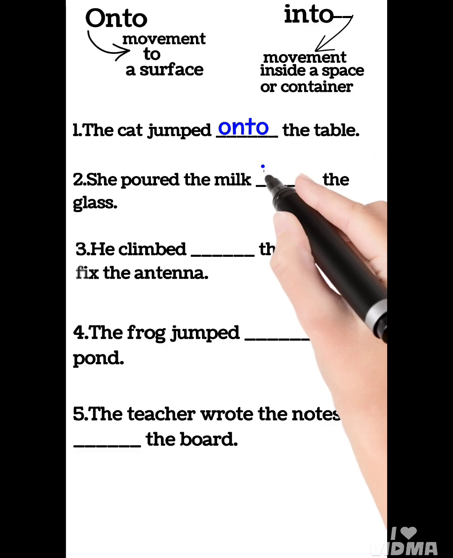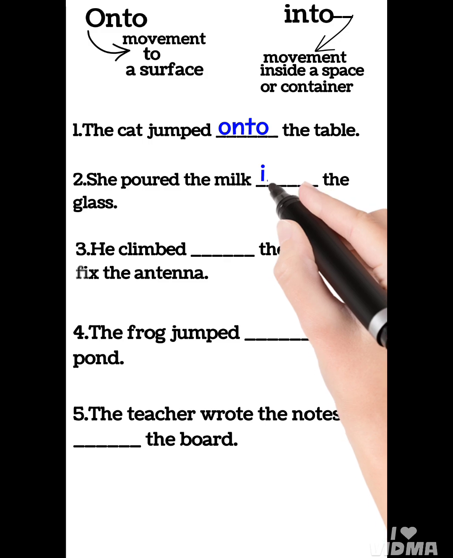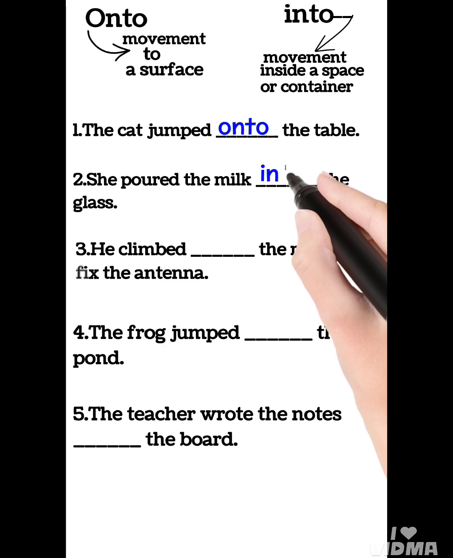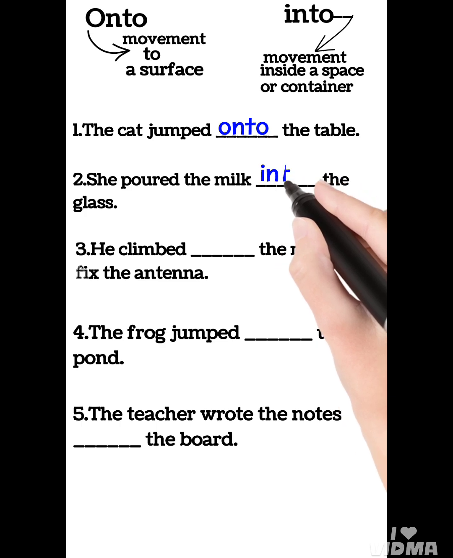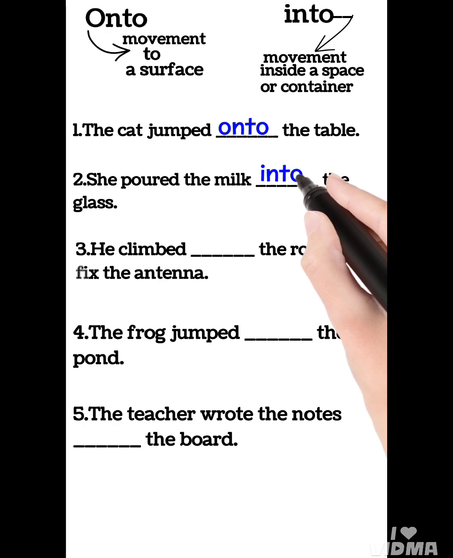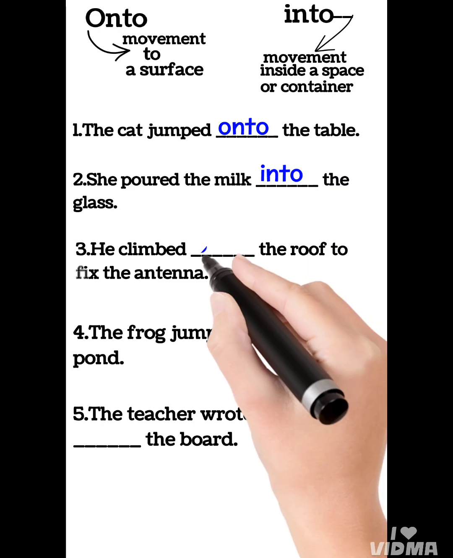She poured the milk blank the glass, into or onto? Into. Why? Because milk goes from outside to the inside of the glass. Rule: outside to inside, use into. So the answer is, she poured the milk into the glass.